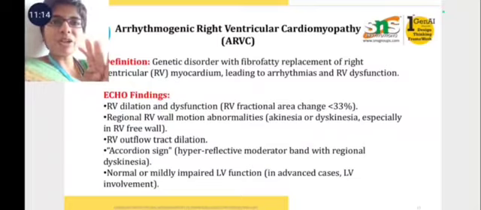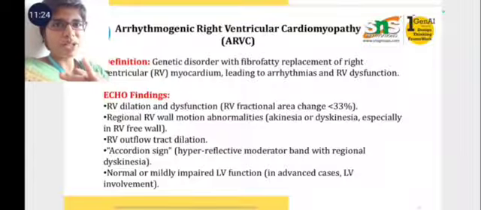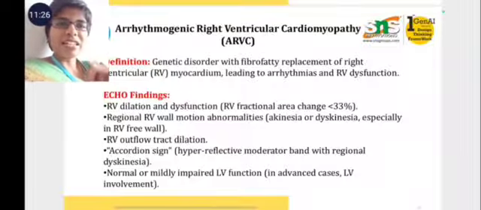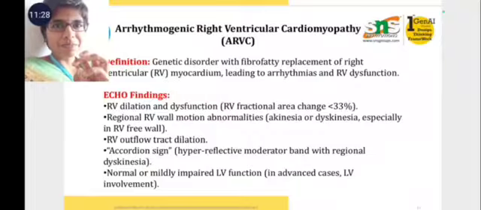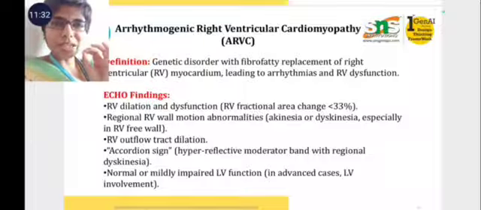So right ventricular function gets impaired. It is a genetic disorder. So the right ventricle myocardium leads to arrhythmias and RV dysfunction. Echo findings are RV dilatation and dysfunction. Regional wall motion abnormalities are also present.